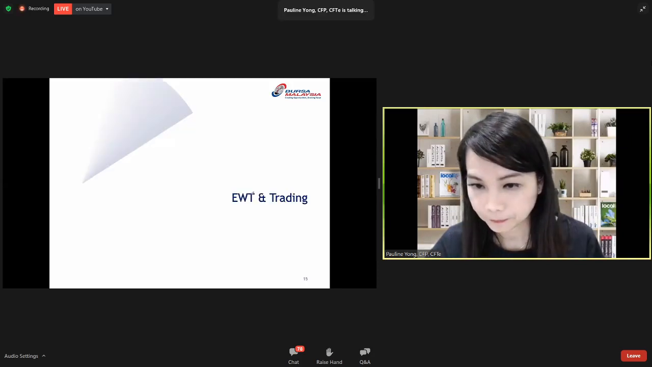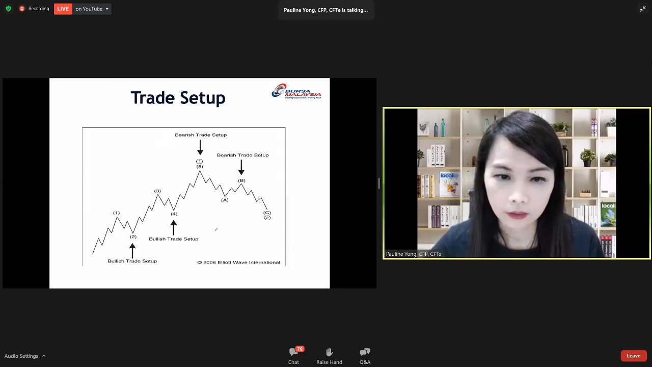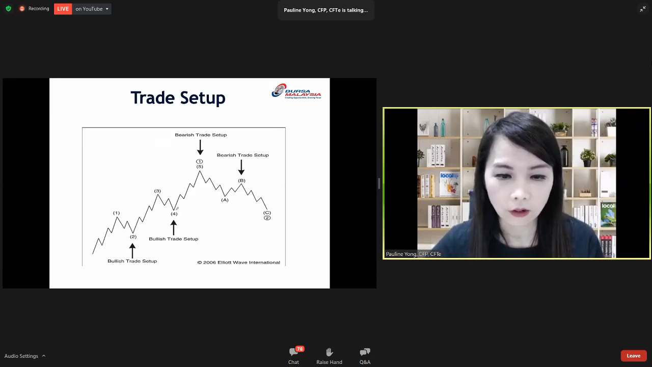Okay, so let's talk about the trade setup. Here we are looking at the counting of the wave like 1, 2, 3, 4, 5, and then A, B, C, and then 1, 2, 3, 4, 5, and then A, B, C. So these are called waves within the wave. Okay, waves within the wave. So 1, 2, 3, 4, 5, and then A, B, C. So once you count A, B, C, and then you say that, oh, this one extended.